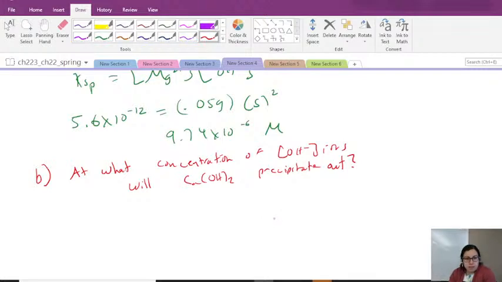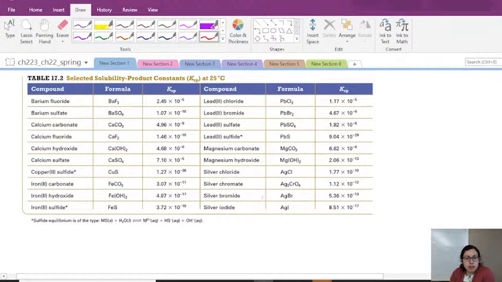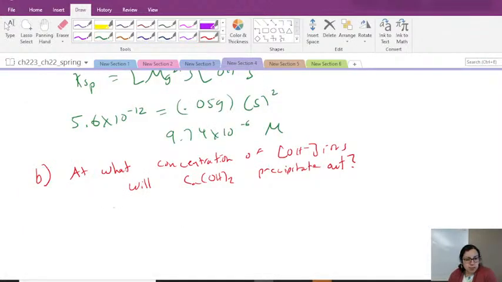How's our part B going? Let's see, so this time we want to use the calcium hydroxide KSP. And so this value is 4.68 times 10 to the negative 6. If your book says something different, that's fine. So on an exam, I'll probably give you the KSP, but I expect there to be discrepancies. So KSP, 4.68 times 10 to the negative 6.